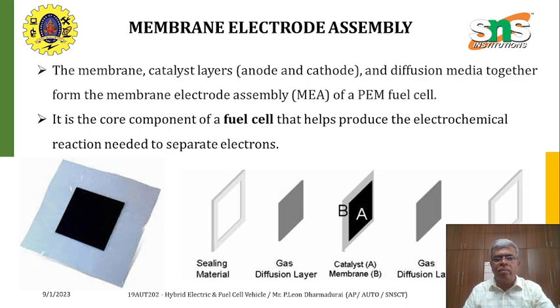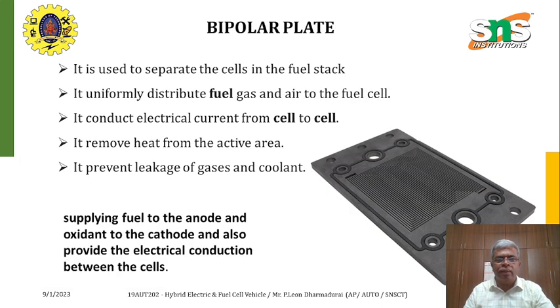This is a polymer electrolyte membrane fuel cell. It is the core component of the fuel cell, which helps to produce the electrochemical reaction needed to separate the electrons. So look at this diagram. Here the catalyst is mentioned as A and the membrane as B. This catalyst and membrane are covered with a gas diffusion layer, and this gas diffusion layer on both the right side and left side is covered with sealing materials.